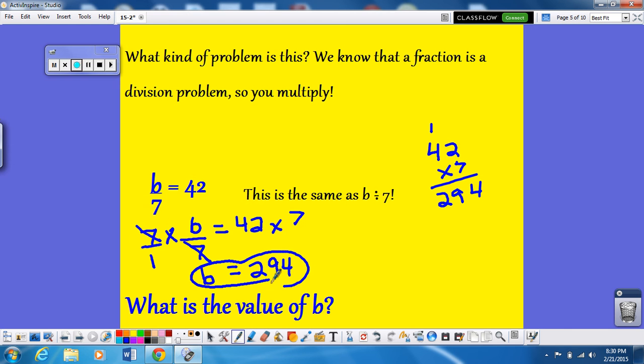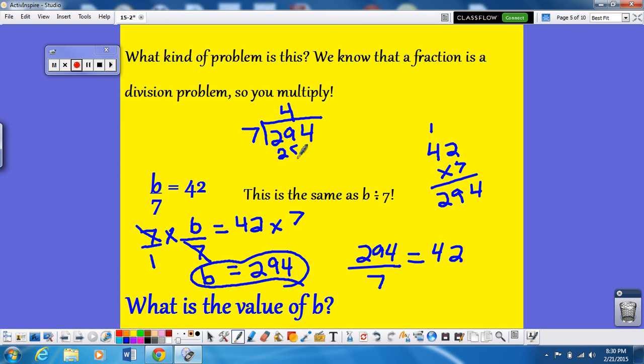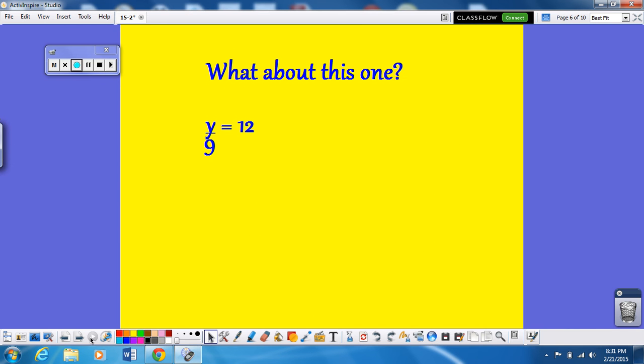Now remember, we can go back and plug this in and see if it's right. Does 294 over 7 equal 42? Well, let's see. 7 into 294. Now remember, that's all this is, 294 divided by 7. 7 goes into 29 4 times. 4 times 7 is 28. Subtract, bring down. 7 goes into 14 2 times. 2 times 7 is 14. So we know it's correct. We checked our work. We know the value of b is 294.